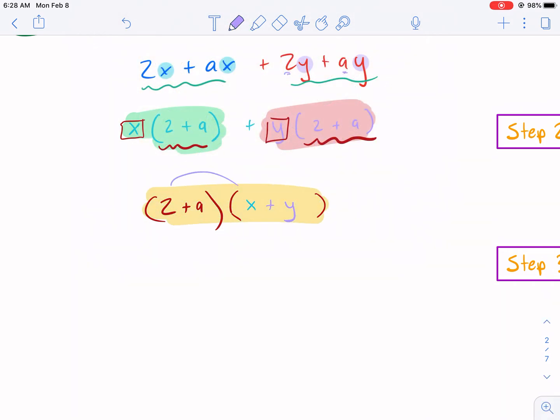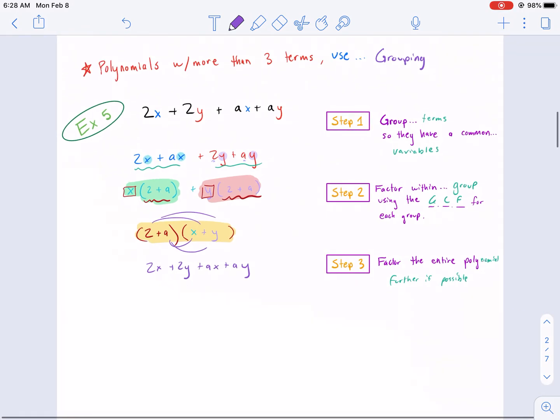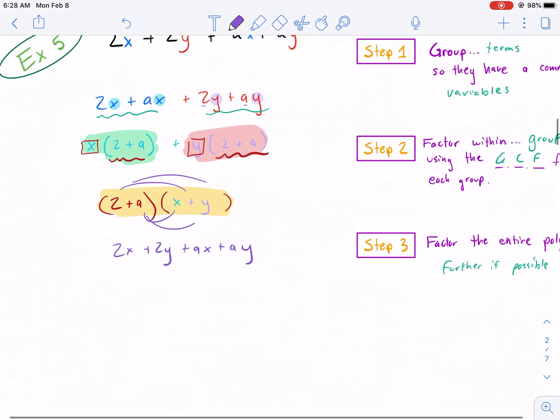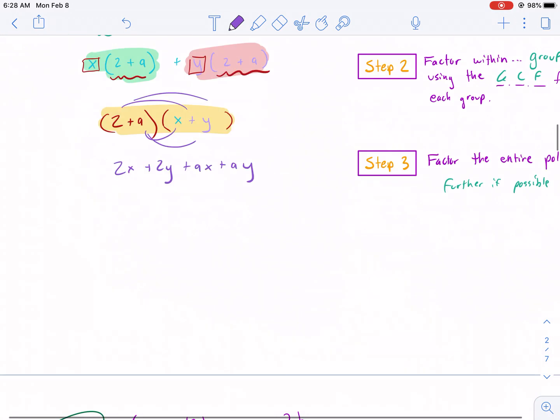So we could go to our distributive property here, just to show you real fast. Sorry, I know this video is already a little long. 2x plus 2y, and then plus ax plus ay. See how we get the same thing that we started with. Okay, just a little bit rearranged. So that's the process that you can do. This is grouping that will help you with any polynomial of 3 or more terms.